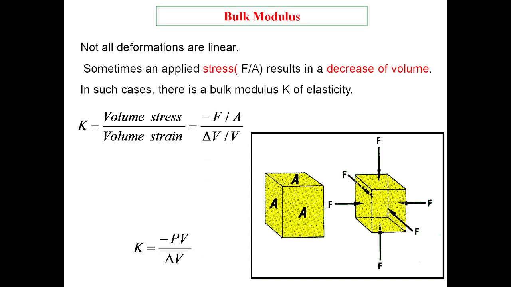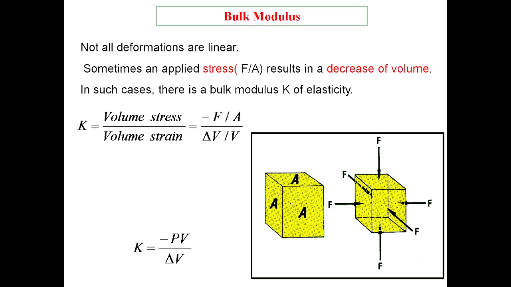Bulk modulus, also known as volume modulus. Not all deformations are linear. Sometimes our applied stress F by A results in a decrease of volume. In such cases, there is a bulk modulus of elasticity. That is K is equal to volume stress by volume strain, that is minus F by A over del V by V. Therefore, K is equal to minus PV by del V. This is known as bulk modulus.